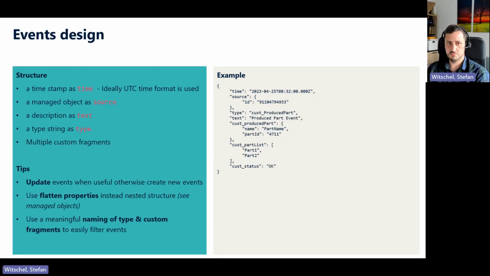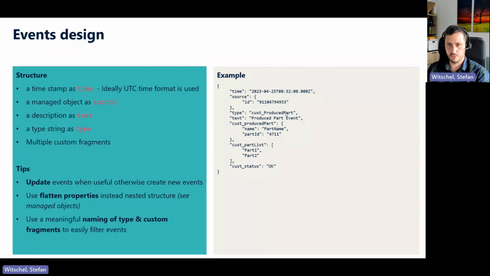Events are kind of similar to measurements, but here we don't have to focus on numeric values. Still, we have a timestamp. We have a source, which is a managed object. We have a description, which is a text for the UIs. We have a type of event. And then we are totally flexible. I can have multiple custom fragments. On the right, you can see an example.